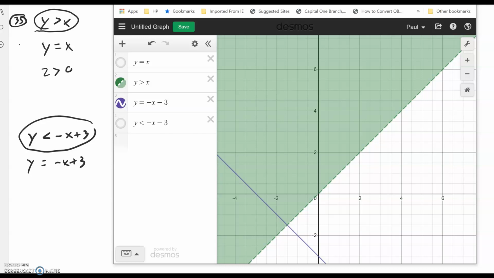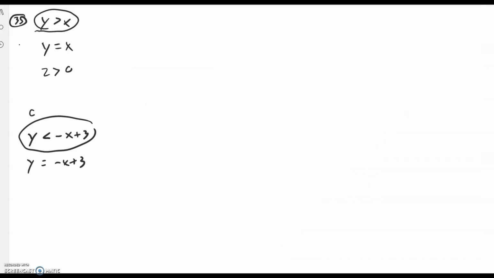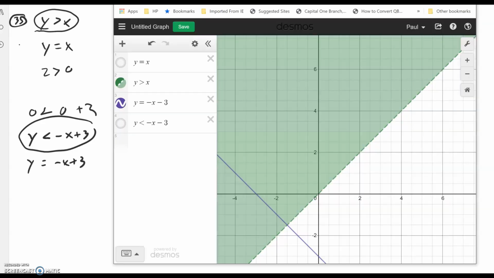Which side's going to be shaded? Well, we could pick a test point. On this purple boundary line, 0, 0 is not one of them. So we can use 0 here and 0 here. And 0 is less than 3. That's true. So that means 0, 0 will be on the shaded side of the purple boundary line. That means we're going to shade up and to the right of the purple boundary line.